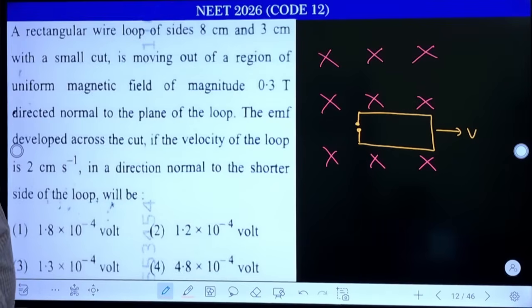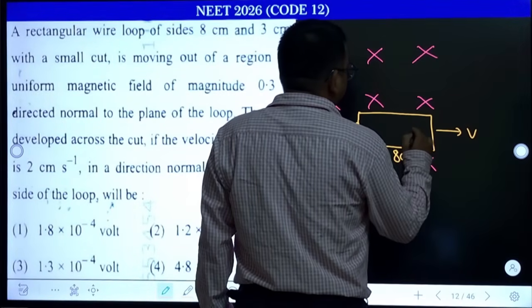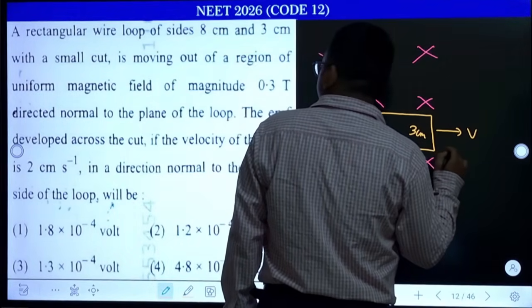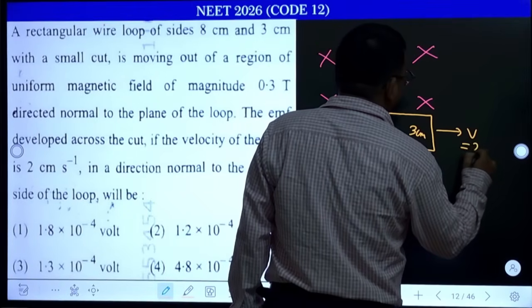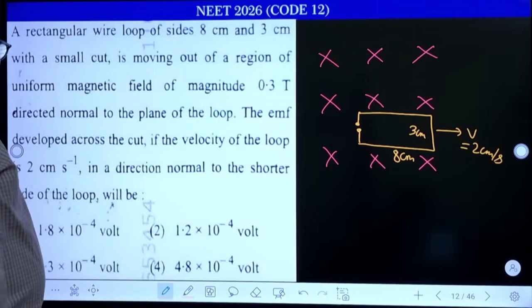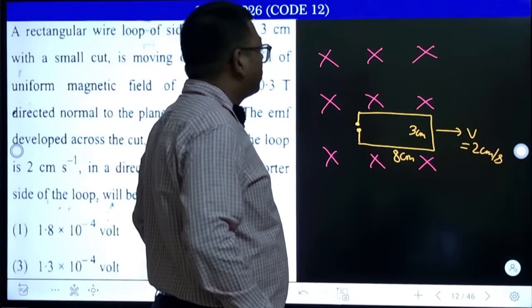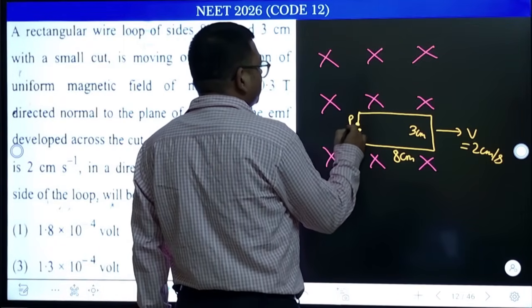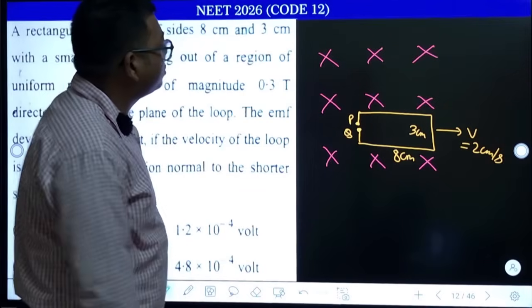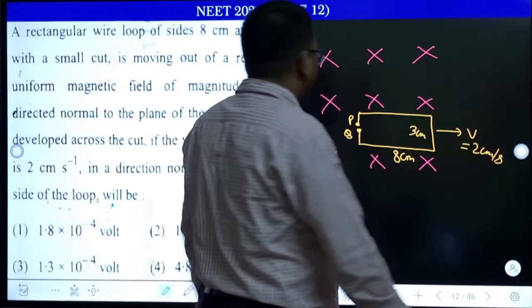Then velocity and the other things are given: this is 8 centimeter, this is 3 centimeter, and velocity is 2 centimeter per second, in a direction normal to the shorter side of the loop. So the question is, we have to calculate the EMF developed. So how do you calculate EMF between this point? Let's say these points are P and Q. Between these 2 points PQ, the loop is moving out of the region.